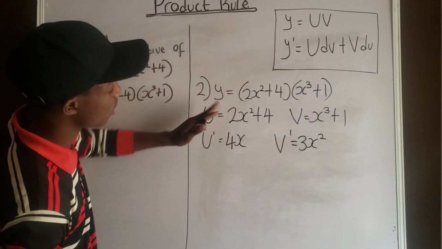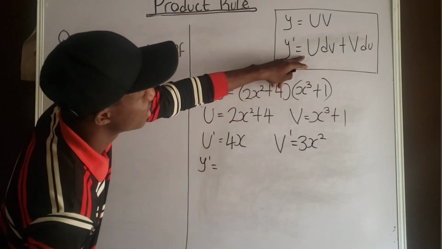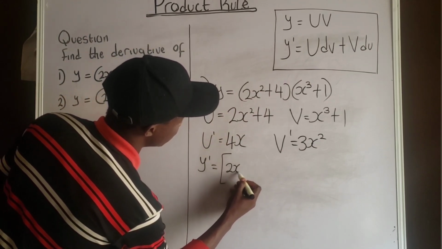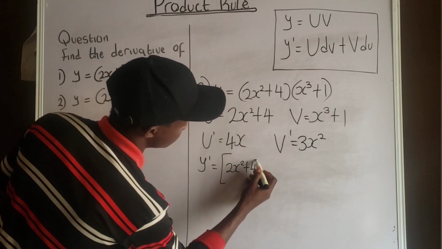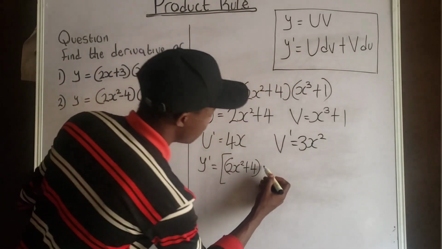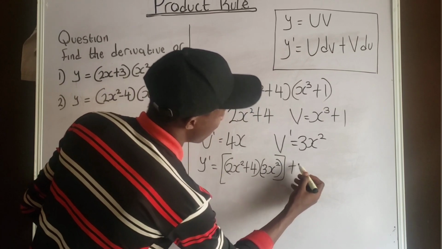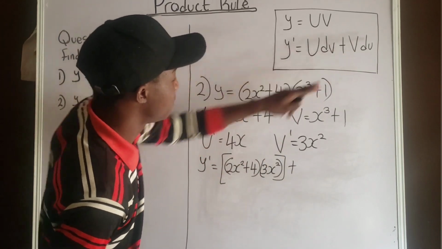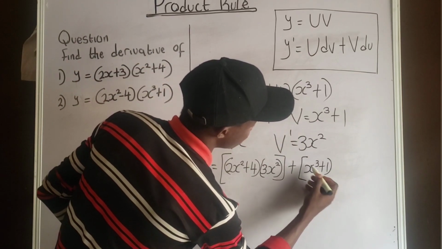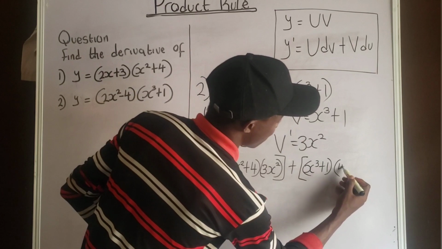Now, the next step is to substitute all these parameters into this formula. So the derivative of y is equal to the derivative of u, which is 2x raised to the power of 2 plus 4, multiplied by v, the derivative of v, which is 3x raised to the power of 2. Then put another bracket, addition sign, plus v, which is x raised to the power of 3 plus 1, multiplied by the derivative of u, which is 4x.